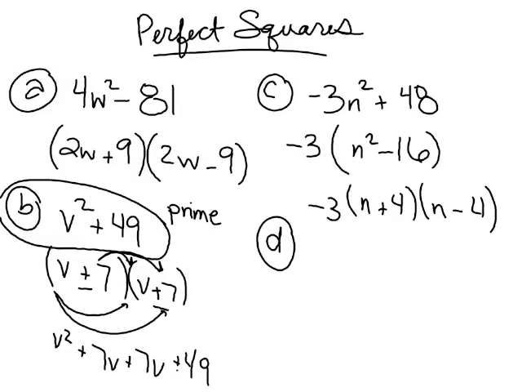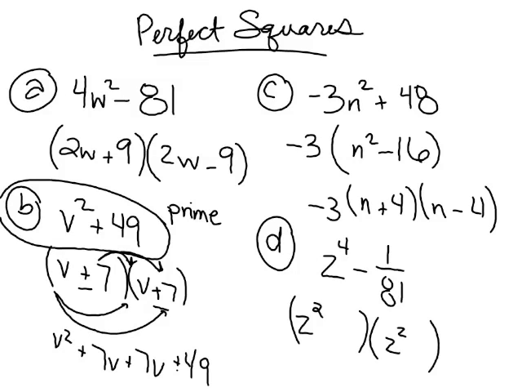So example D is z to the 4th minus 1 over 81. So it's still a perfect square even though it's a fraction. What's the square root of z to the 4th? Z squared. Okay. So I'll have z squared. And then what's the square root of 1? 1. What's the square root of 81? 9. So I'll have 1 over 9, 1 over 9.